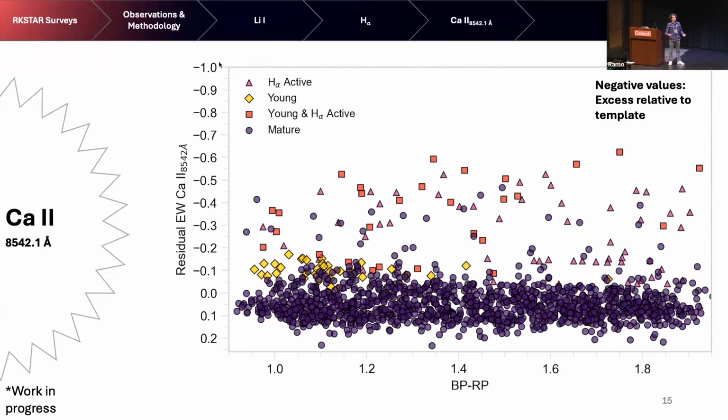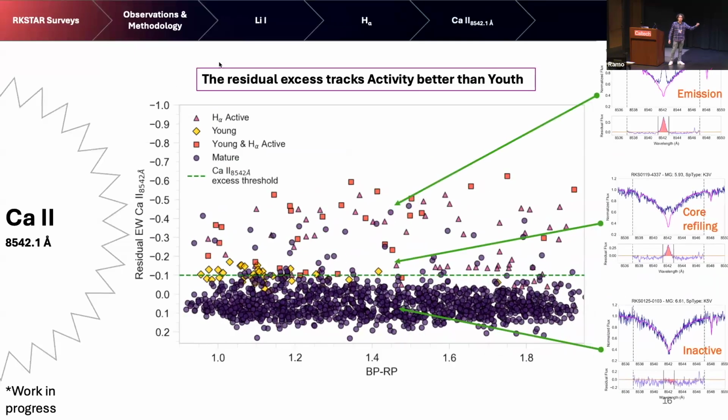So we don't see any detection of lithium. We neither see any H alpha activity, but they have values greater than the residual. So I want to call a really conservative threshold around minus 0.1. All these stars have excess in the calcium line. On the left here, I'm showing examples of how the spectra of these stars look. We have stars with emission, activity. Then we have stars with some core refilling, but in some cases they don't show any lithium or H alpha activity. And then we see the boring normal K-dwarf stars.